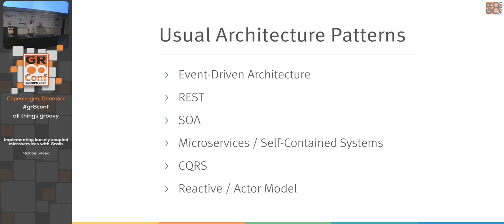Building up an application architecture that is built on domain events as a first-class citizen. That's something I'm going to talk a lot about today. Of course, REST is there. Service-oriented architecture has been around. Microservices, self-contained systems, I talked about that. And now there are two more: CQRS, which is Command Query Responsibility Segregation, and the reactive or the actor model as well. CQRS is also very interesting in combination with event-based architectures. I will show you a couple of these ideas later on in the practical demo part, how these ideas can be moved together.